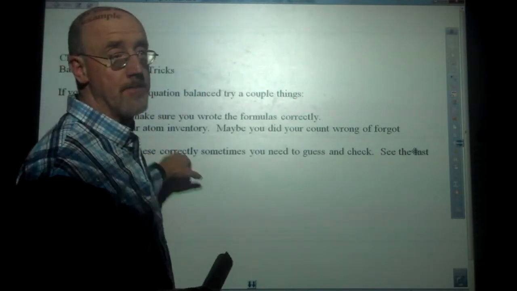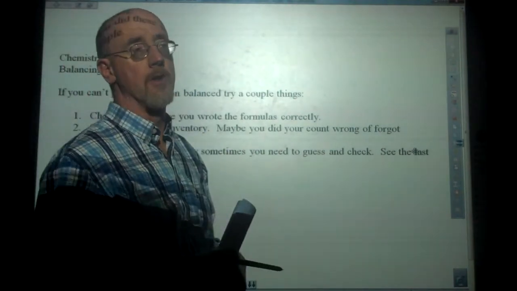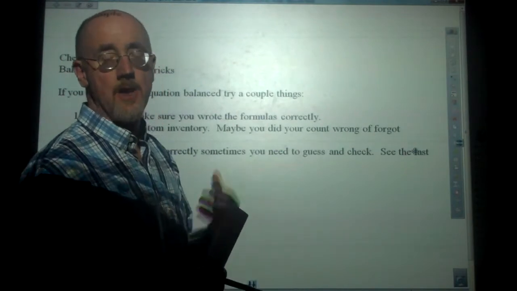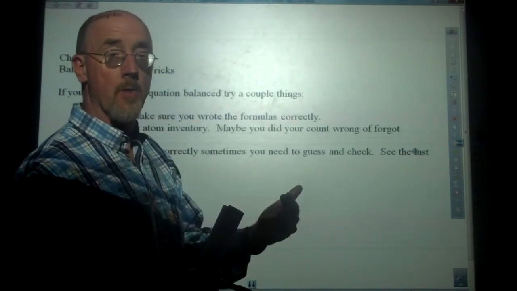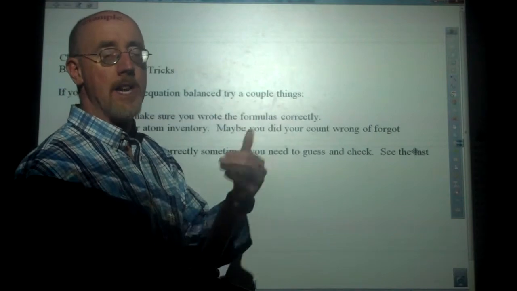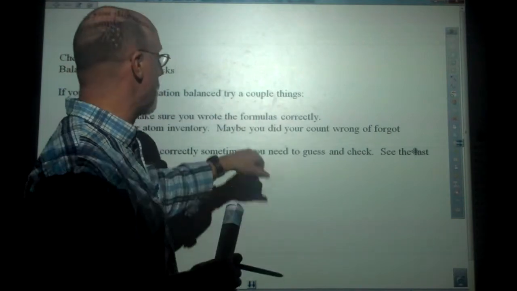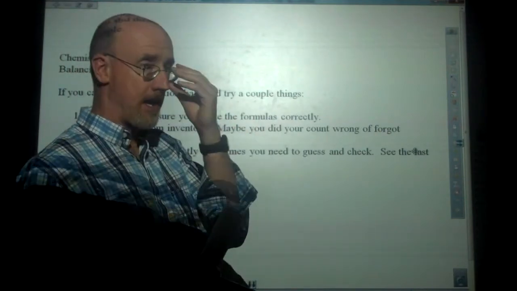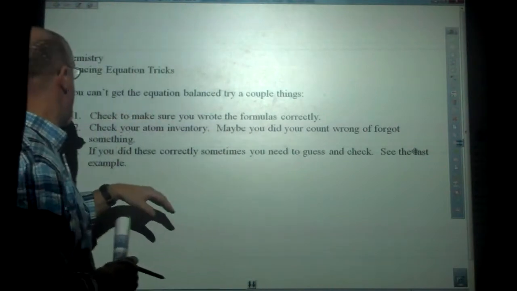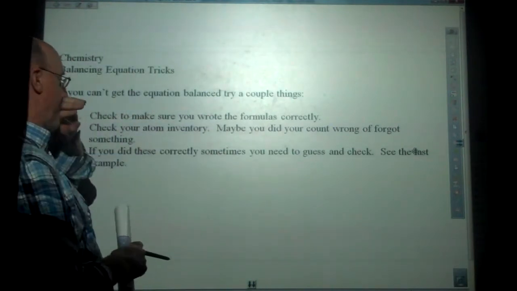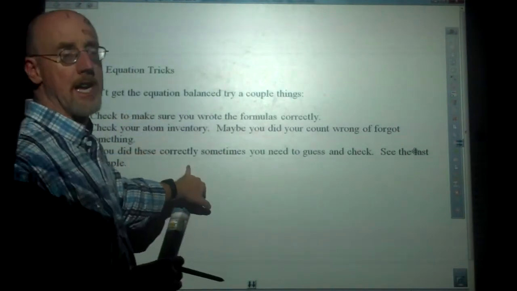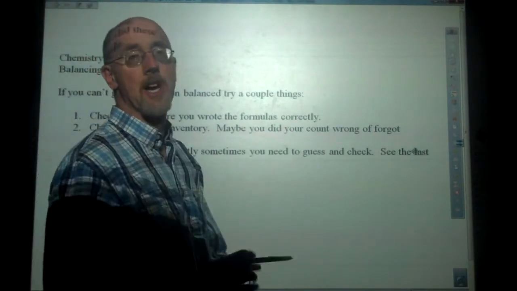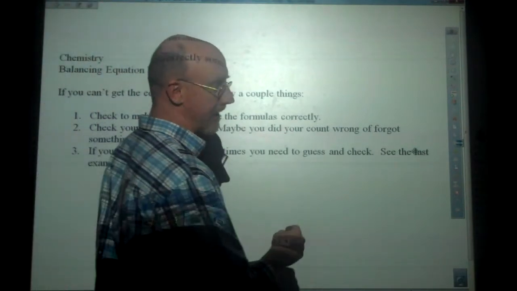Check your atom inventory. So check on either side of the arrow. Make sure for the left side of the arrow, your reactants, you counted them correctly. So maybe erase your original count and do a recount. Check the left side and the right side of the arrow, the reactants and the products. And if you got that correctly, sometimes you need to do a little guess and check. You'll see a little bit of a guess and check example on our last example in this video.